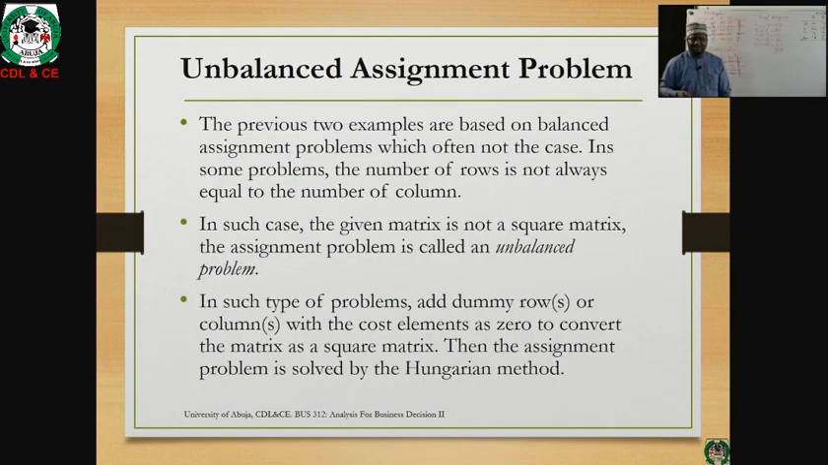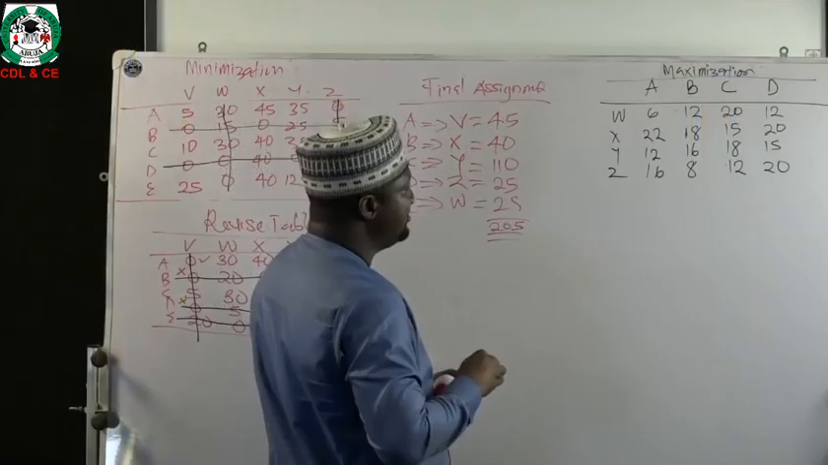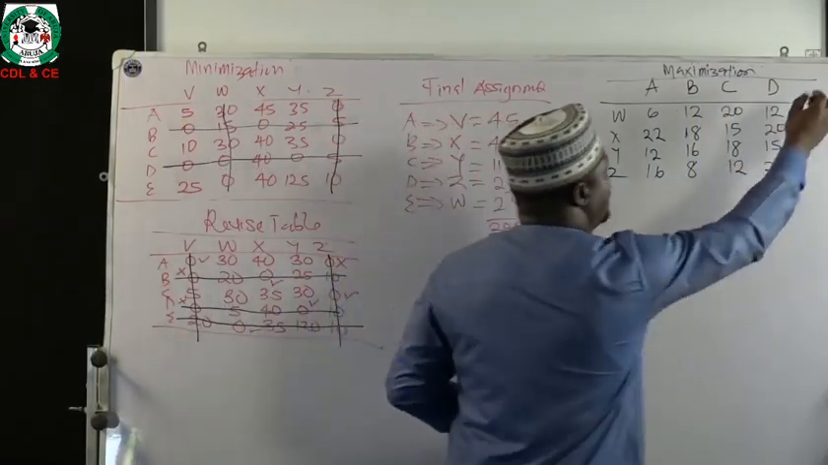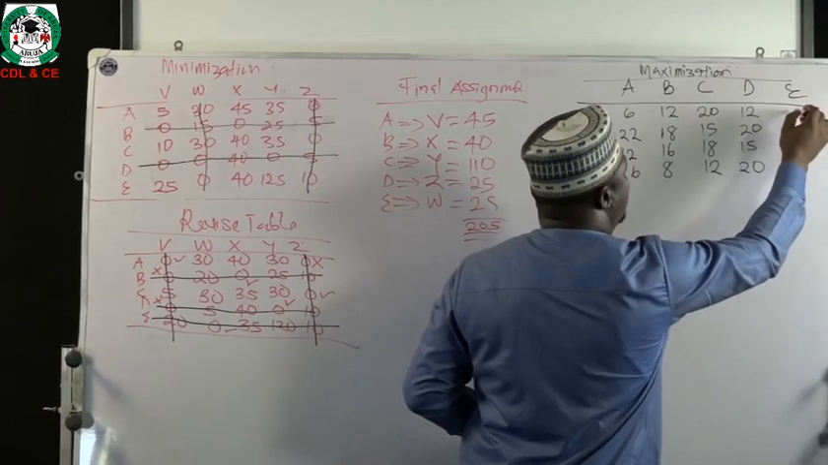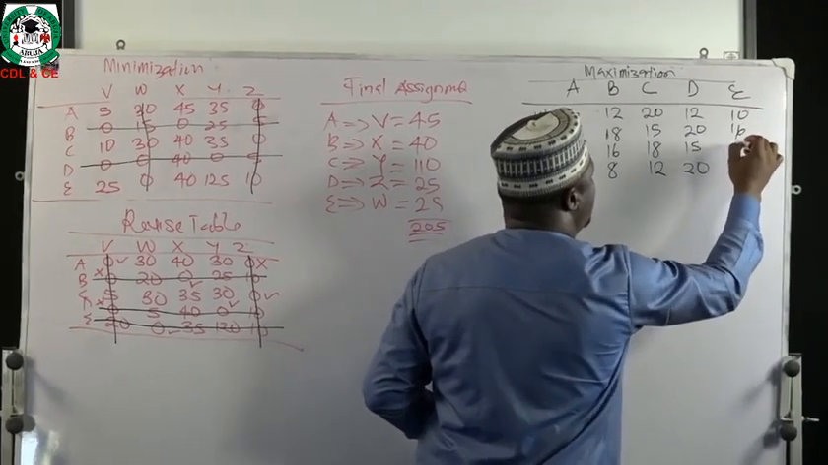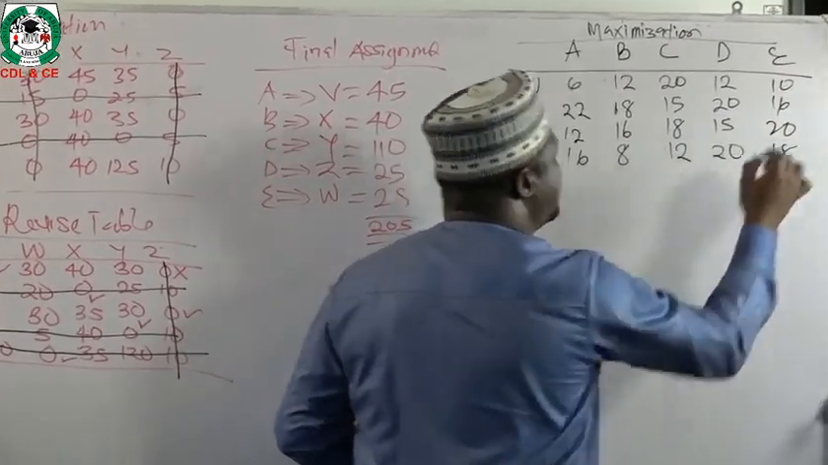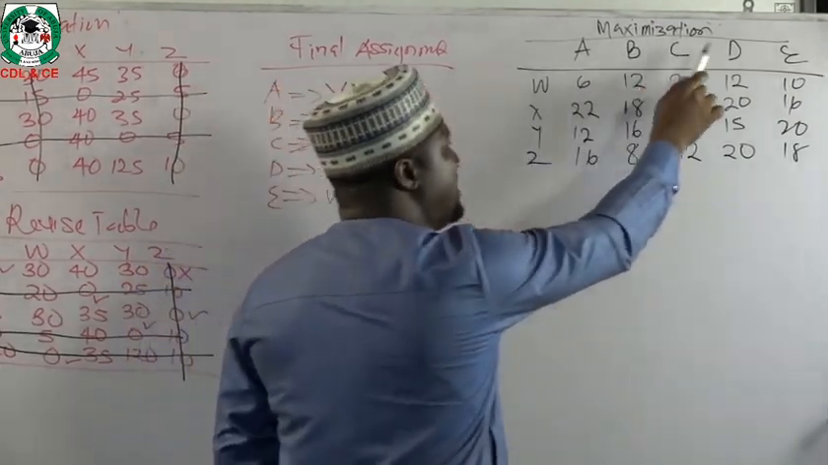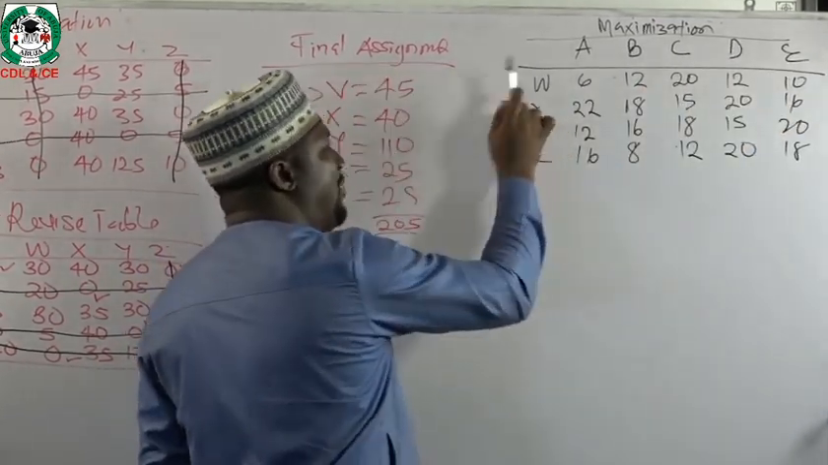78. Then we may have a situation where you have what we call some unbalanced assignment problem. Some unbalanced assignment problem is, for instance, let me make this unbalanced. Assuming I decide to add E here, maybe 10, 16, 20, 18. 1, 2, 3, 4, 5. 1, 2, 3, 4. So this is unbalanced.